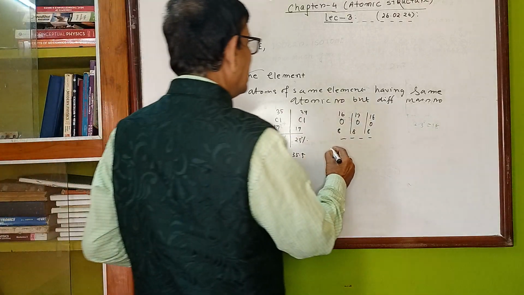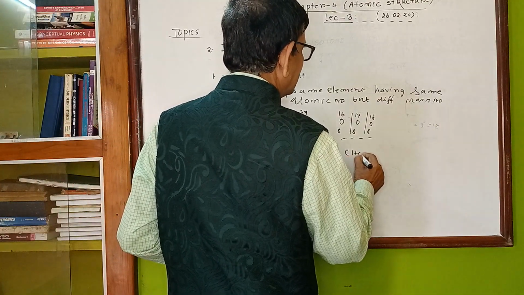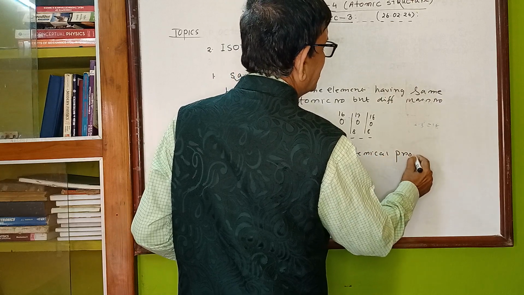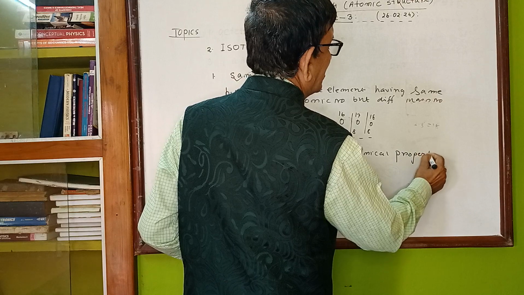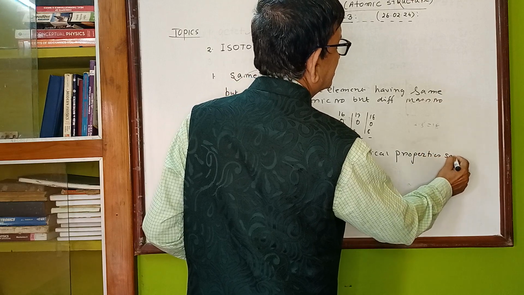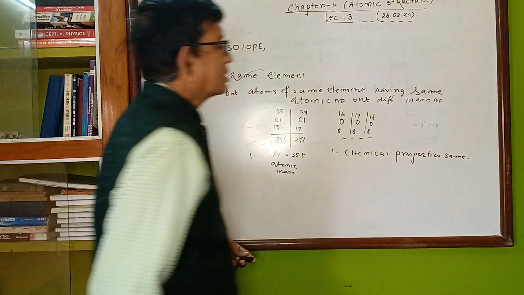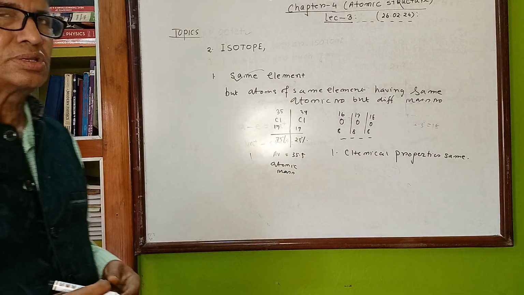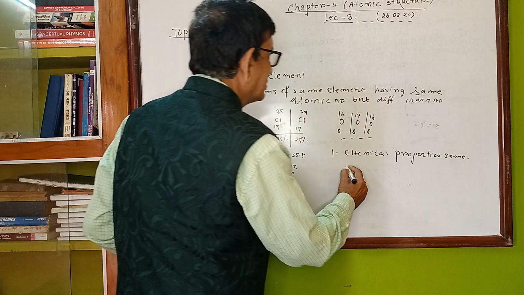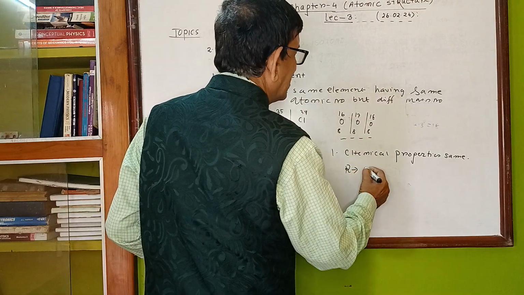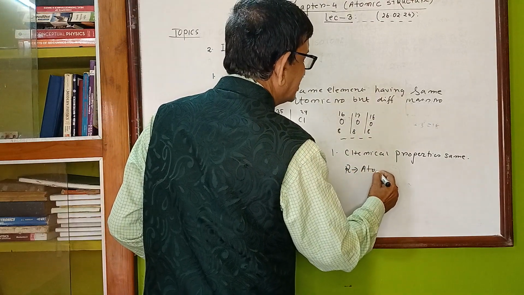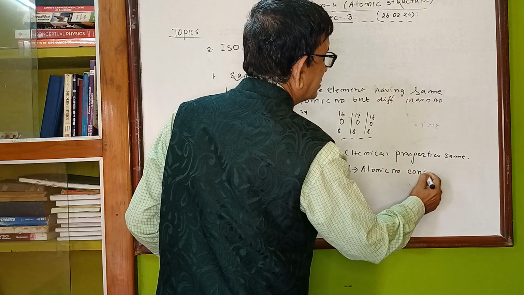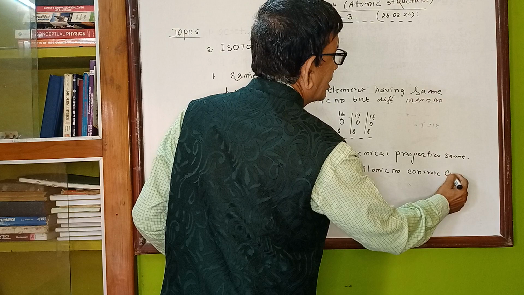So the chemical properties of isotopes are the same. That is your conclusion. But science tells you that when you draw a conclusion, you give the reasons. The reason is that the atomic number controls the chemical properties.